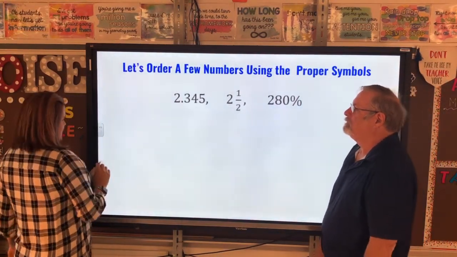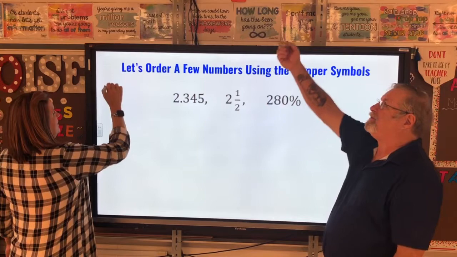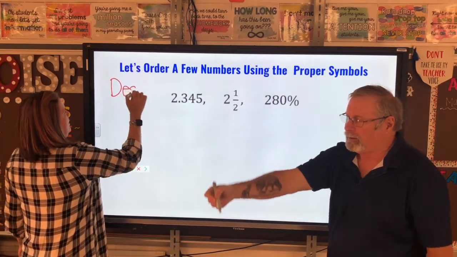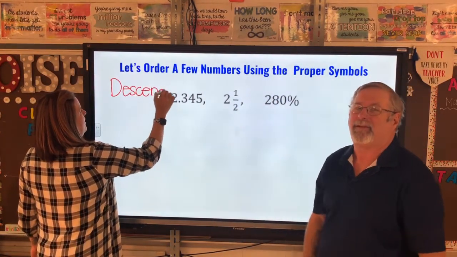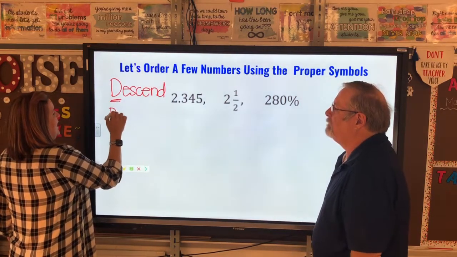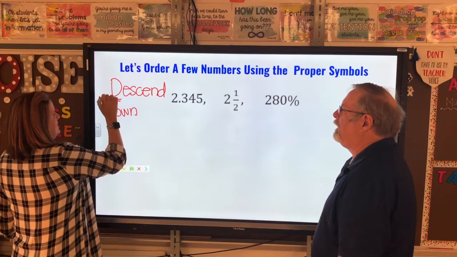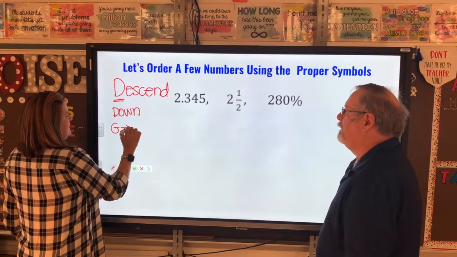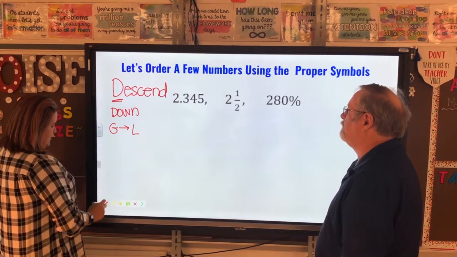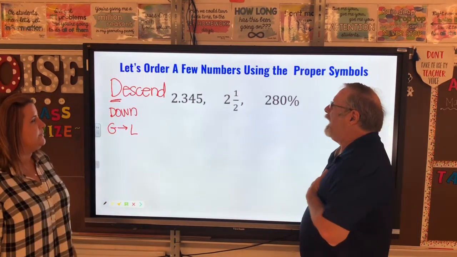Let's descend this time. Ooh, descend. That means you're up here, and you're descending. So, it's kind of the opposite of ascending. Remember, descend down, right? Ooh, I like the way you came up with that. So it's going to be greatest to least. Greatest to least. All right, Mr. Lamb. Take the wheel.